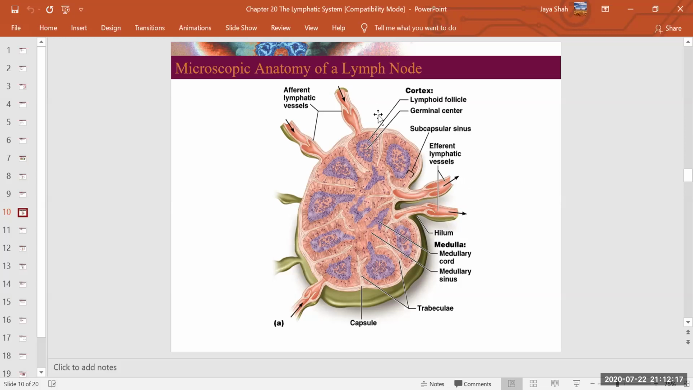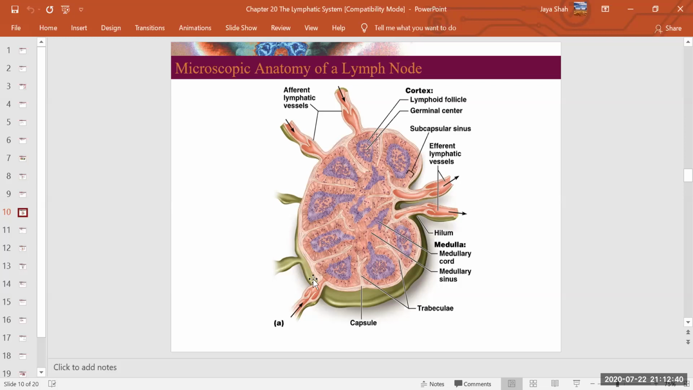So this mechanism, having more afferent vessels compared to efferent vessels, keeps the lymph in the lymph node for a longer time so that the white blood cells and macrophages can deal with the dead cells, the cancer cells, and the microorganisms here. So you see these lymphatic vessels, afferent, are bringing lymph here.